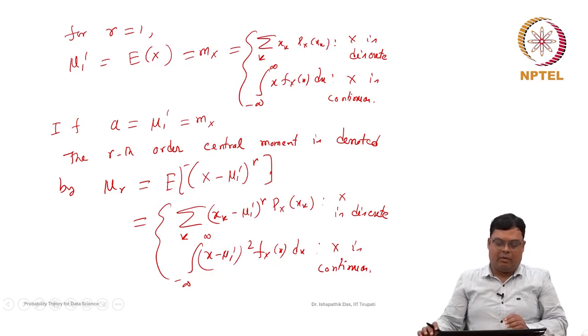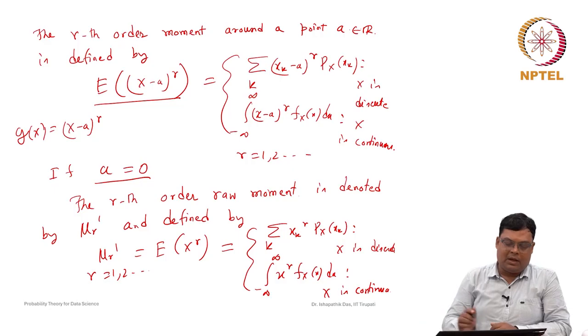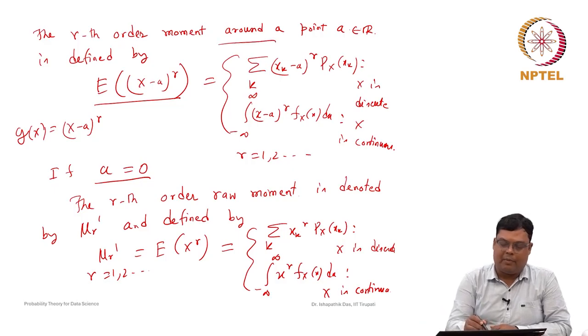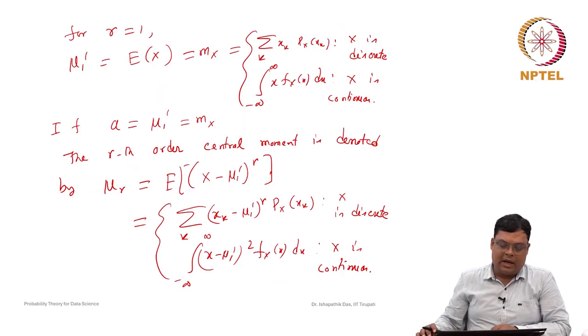Basically, why we wrote all this definition is that we just have to remember this is the rth order moment around a point. Then if you put a is equal to 0, you will get the formula for rth order raw moments, and whenever r is 1 then you will find the formula of the mean. And then if a is equal to mu 1 dash then you will find the rth order central moment.